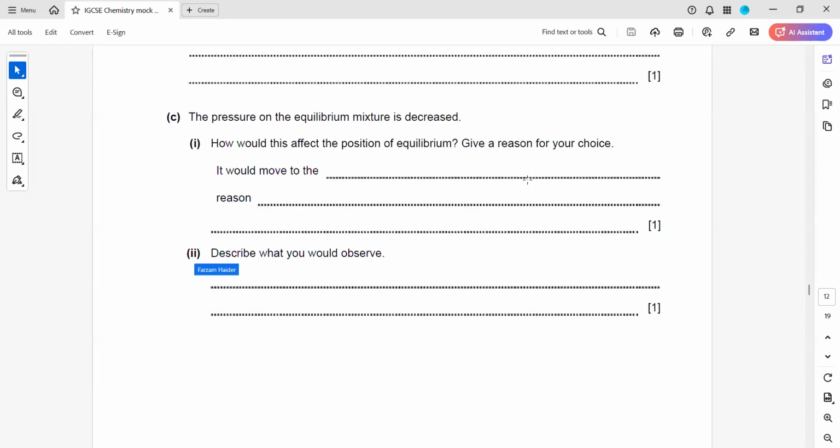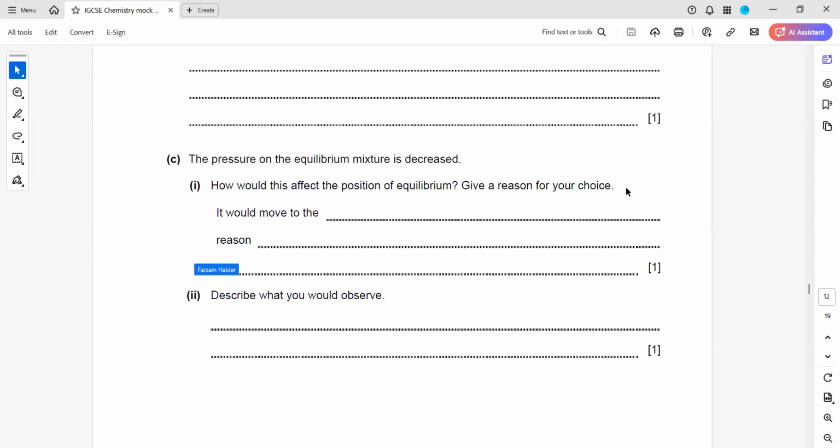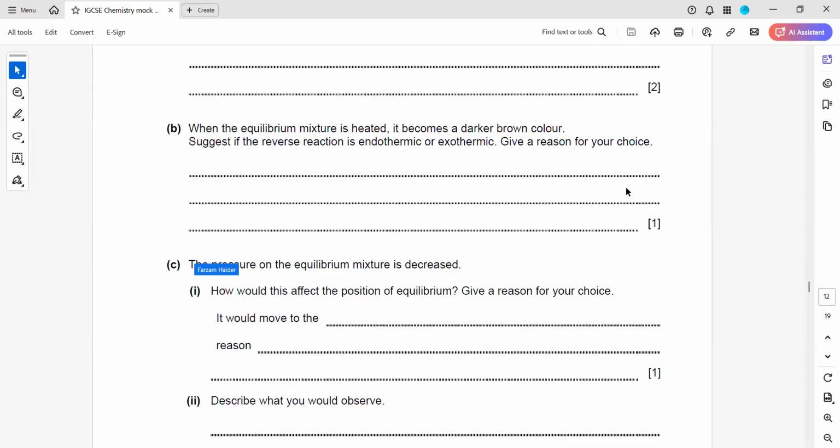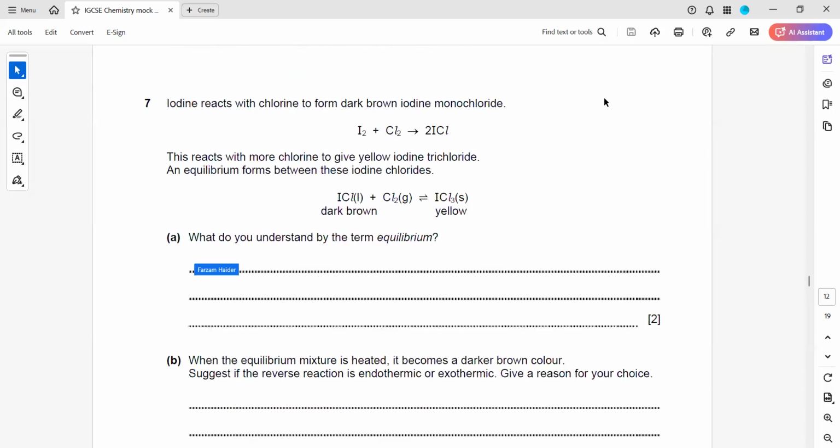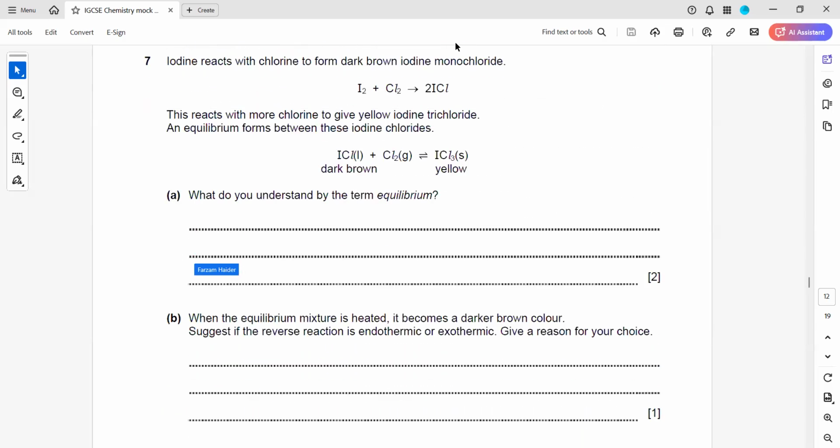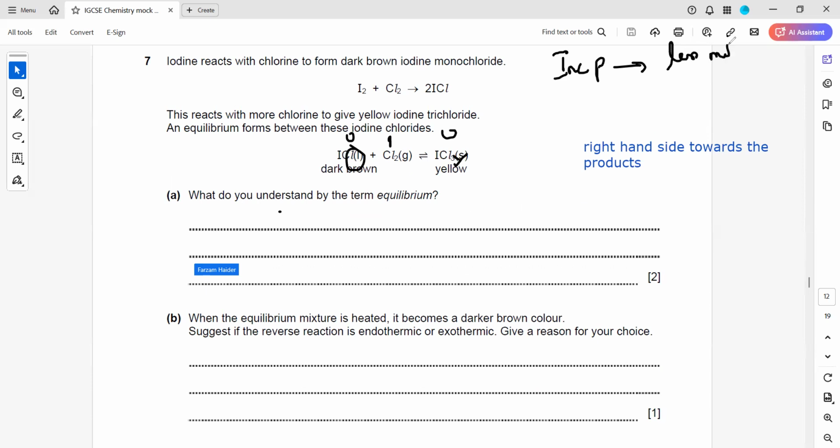The pressure on the equilibrium mixture is decreased. How would it affect the position of equilibrium? If I read, you always check the moles of the gas. Here we have a liquid and here we have 1 mole of a gas, and here we have a solid, so 0. So whenever we increase the pressure, equilibrium will shift towards the side of fewer moles of gas. And if we decrease the pressure, equilibrium will shift towards the side of more moles of gas.